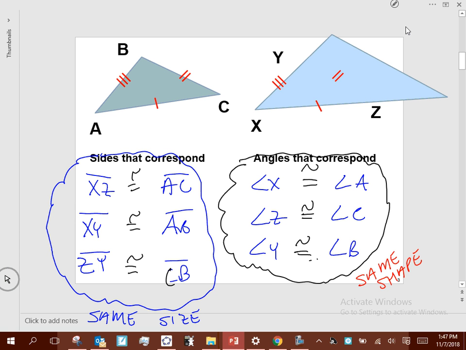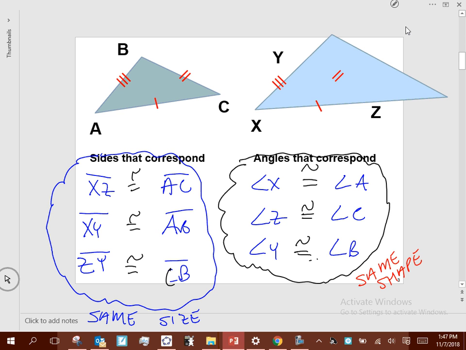Does that make sense? So the same shape is dictated by the number of angles we have, essentially, and the same size is then dictated by the congruencies, or the lengths, or the equality, I guess, of the segments that are making up that shape. Okay? Is that all right with everybody?